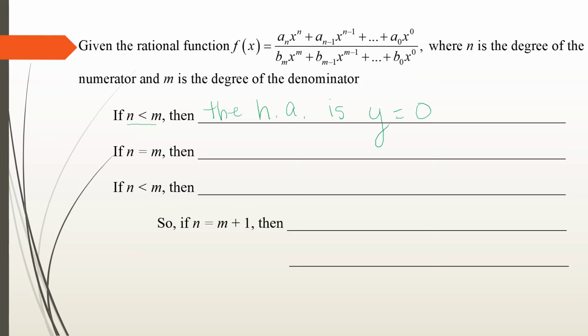Now, if they're the same, that n equals m, then the horizontal asymptote is going to equal y equals a over b. So these will be the coefficients of the leading term in both the numerator and the denominator. And then our last one, if n is greater than m, then there is no horizontal asymptote.